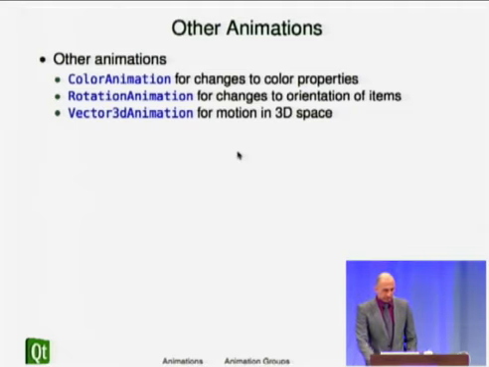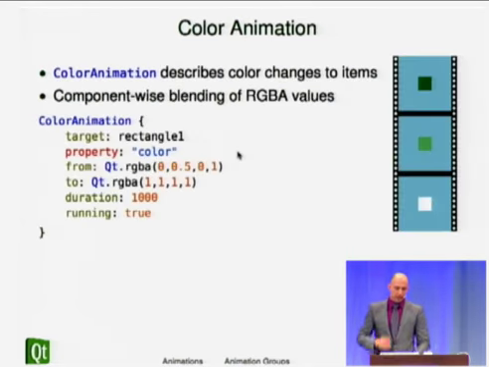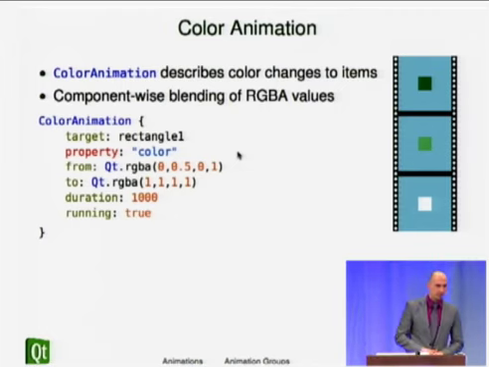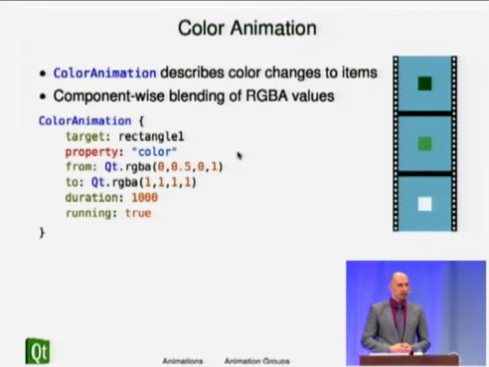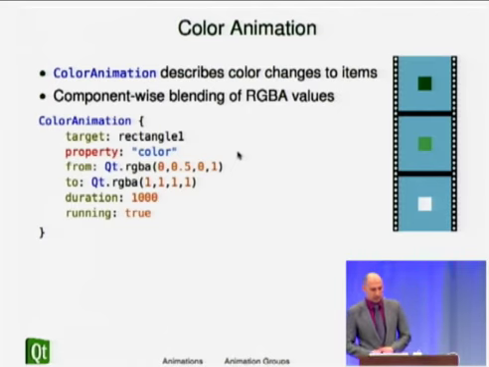Some specialized ones. There's a specialized one for color, one for rotation, and one for vector 3D animation. This is something we are not covering at all here because it goes into quite a bit of complexity and it's also very new. So we'll only look at the color and the rotation animations. So color animation looks like this. You give it a target, just like before. You specify the property. And then you have a from and a to, which take colors. So colors, as we saw earlier on, are types. So you have various ways of creating them. In this case, we use this RGBA method for creating them. We set a duration, and we set this thing to running.